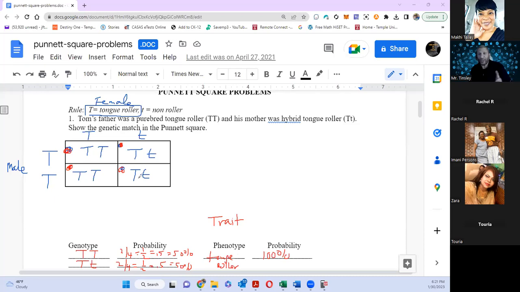Right. So that's the difference between them. Sometimes they ask you for the genotype, sometimes they ask you for the phenotype. So you will have a question like this on your science exam.